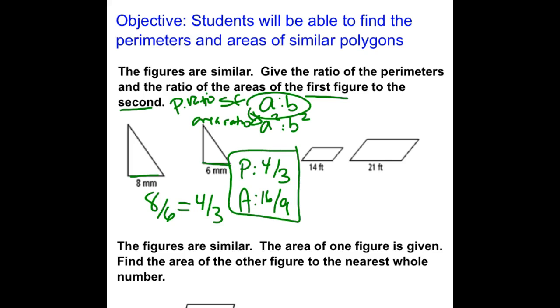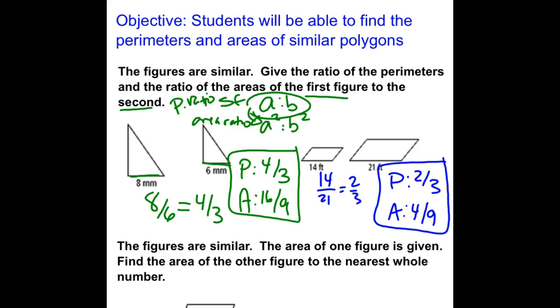You pause the video and try the next one. All right, I got my perimeter ratio to be 2/3 when I simplified 14 to 21, and my area ratio to be 4/9.